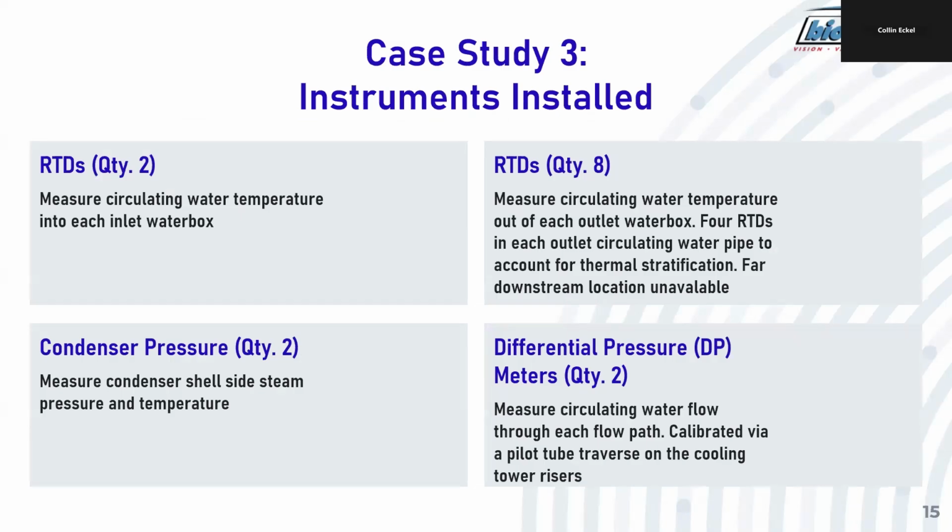So now let's go through a case study that shows how this instrumentation was used to identify the cause for performance degradation. This is a Westinghouse single pass, single shell design with divided water boxes, supplying circulating water to two tube bundles from a mechanical draft cooling tower. We installed an inlet measurement on each inlet water box and 8 total outlet measurements, 4 on each outlet circulating water pipe, 2 condenser pressure measurements, and 2 differential pressure meters for use with flow rate on the west and the east side of this condenser.